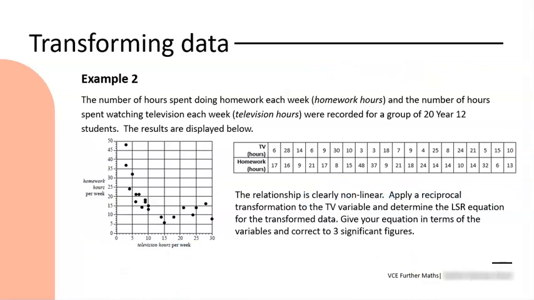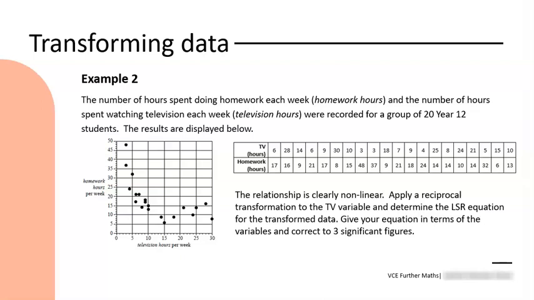So example 2 is a modified version of a VCAA paper question. This gives you a good indication of what you're generally asked in a SAC type question or again in exam 2. So the number of hours spent doing homework each week and the number of hours spent watching television each week were recorded for a group of 20 Year 12 students. The results are displayed below. So we can see there we've got our scatter plot and our raw data as well.